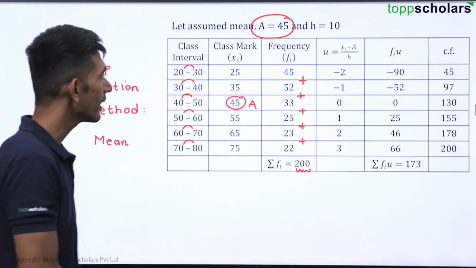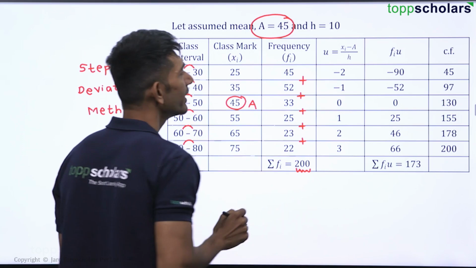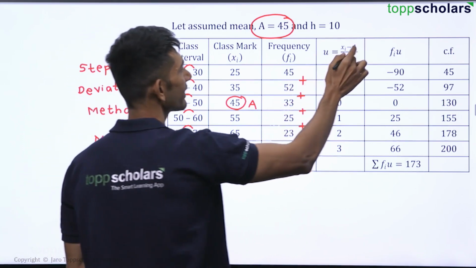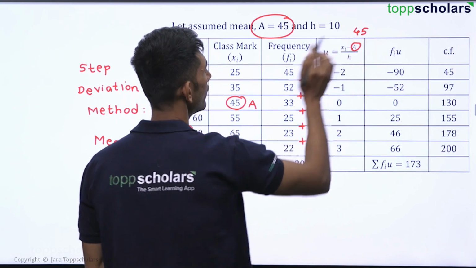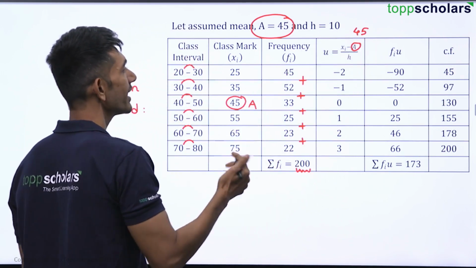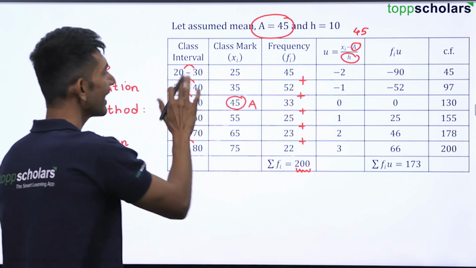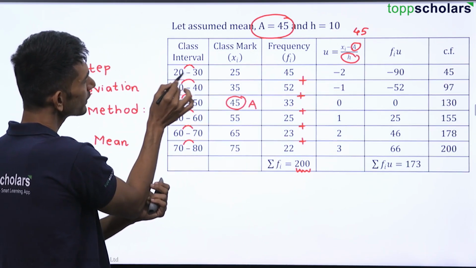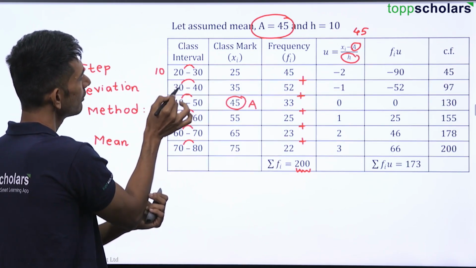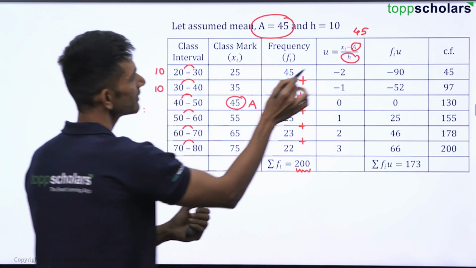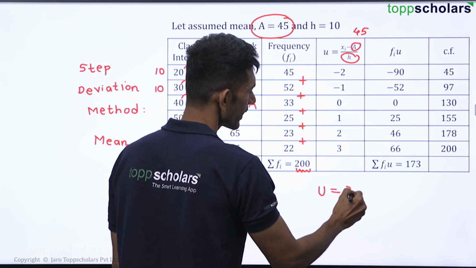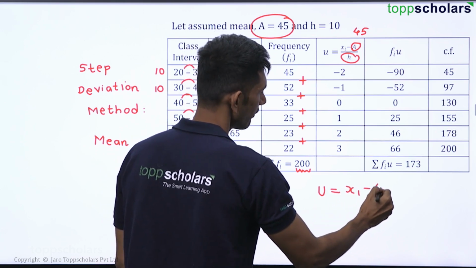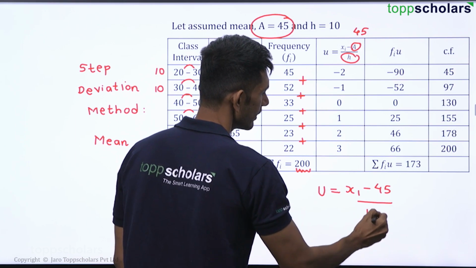Now I need to find out Ui. Ui is what? Xi minus A. A is already fixed, which is 45. So Xi minus A divided by h. H is what? H is the class size. What is the difference between 30 and 20? 10. 40 and 30, 10. That means the class size is 10. So u is nothing but Xi minus 45 by 10.